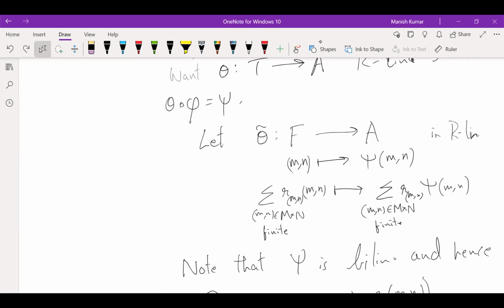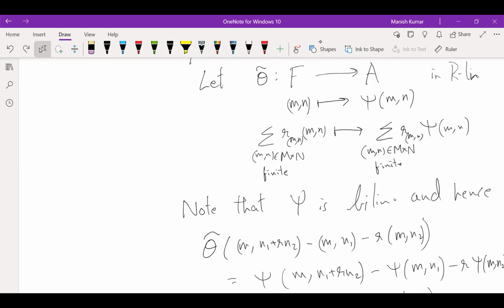We quotient by that submodule K, which is generated by all the bilinear relations, to force bilinearity. So all we have to show is that the kernel of theta tilde contains K. Once we show that, by the first isomorphism theorem we will have a map induced from T to A.